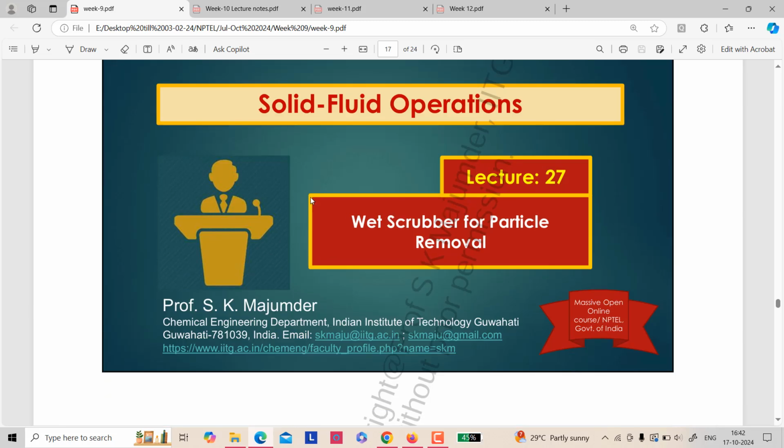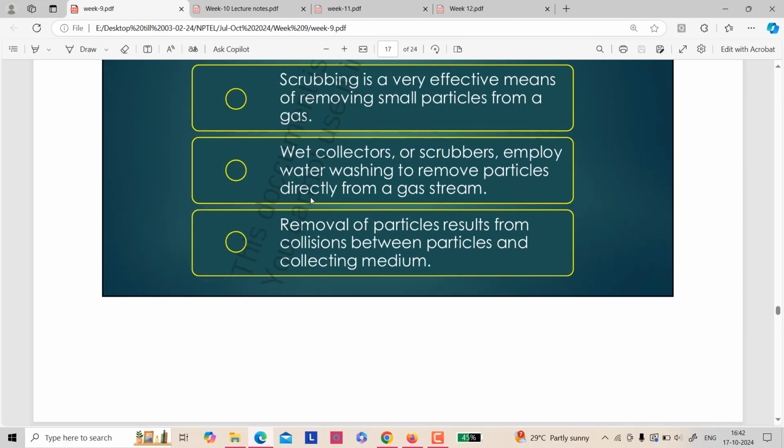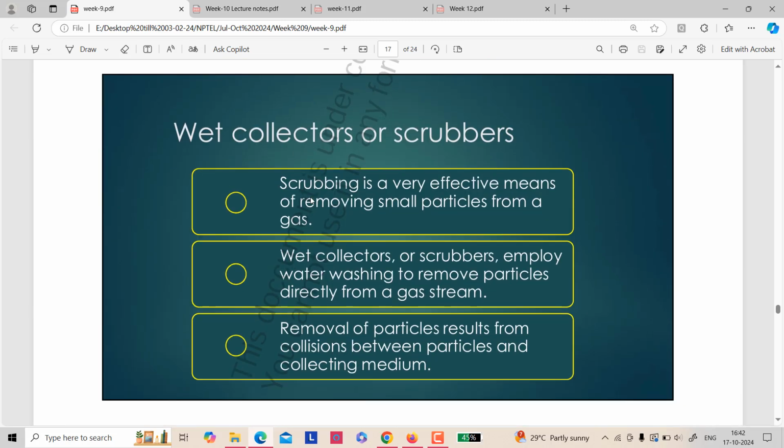Next is the wet scrubber for particle removal. Scrubbing is a very effective means of removing small particles from a gas. Wet collectors or scrubbers employ water washing to remove particles directly from the gas stream. Removal of particles results from collisions between particles and the collecting medium.